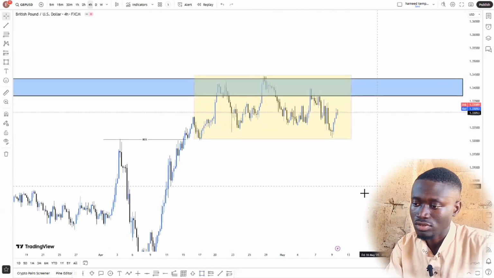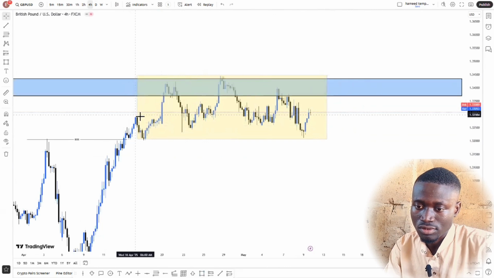Let's see in the consolidation area. So this is break of structure origin, because another break of structure.